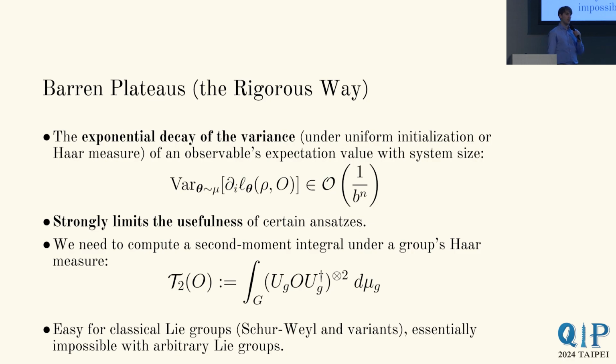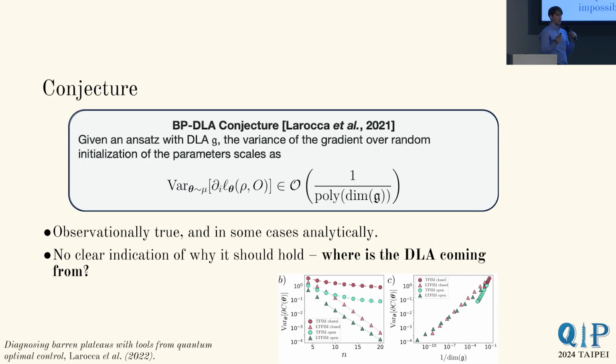In practice, to calculate if you have a Barren Plateau, you need to compute something like this, which is called a second moment integral. It's basically an operation that you apply on the measurement unitary, and it's like a twirling. But this is very complicated, and it's only really easy for classical Lie groups and some of their representations, and in general is basically impossible.